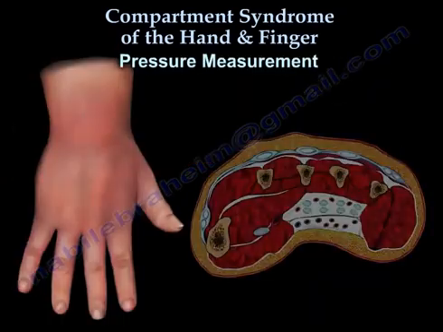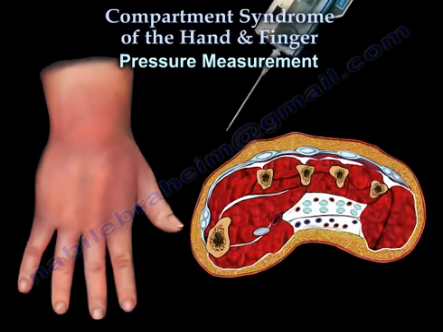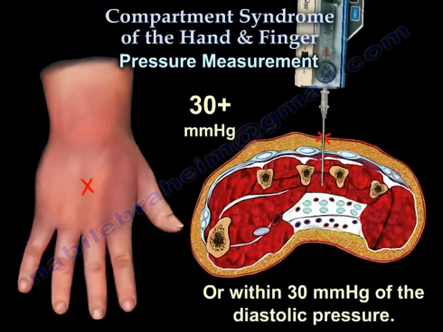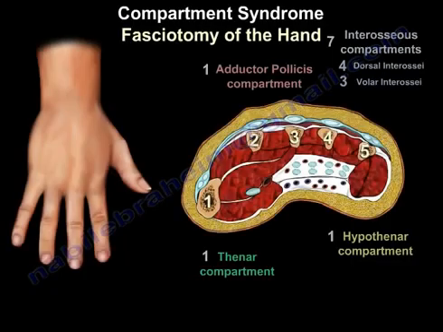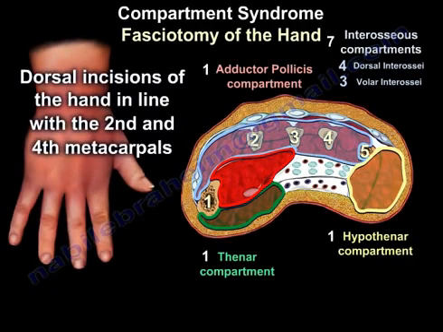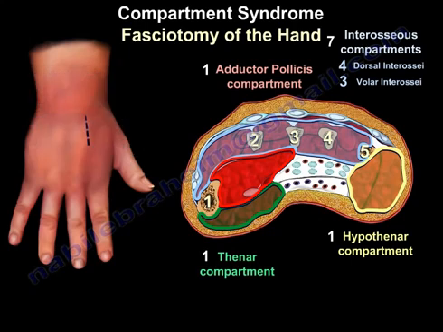Here's an example for pressure measurement of the hand. A fasciotomy is needed if the compartmental pressure is greater than 30 millimeters mercury or within 30 millimeters mercury of the systolic pressure. Performing fasciotomy of the hand. 2 dorsal incisions of the hand are done in line with the 2nd and 4th metacarpals.